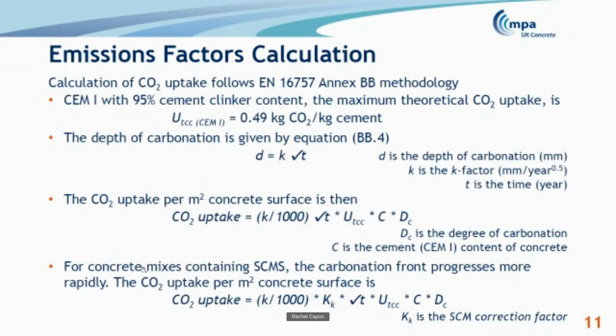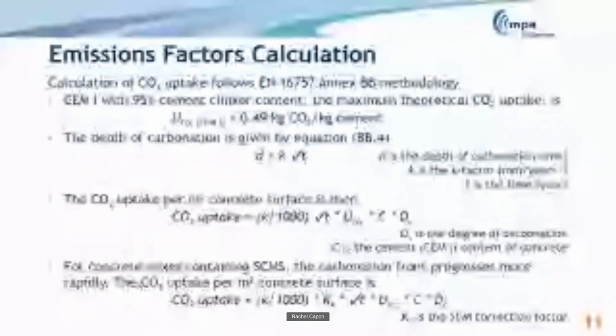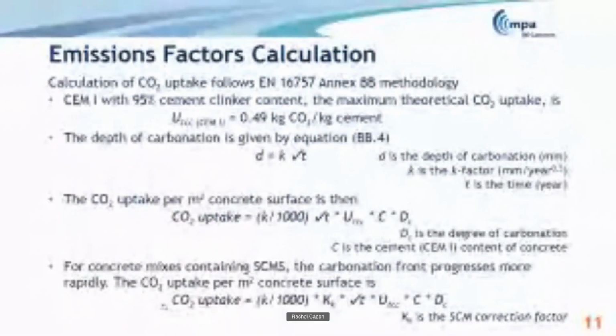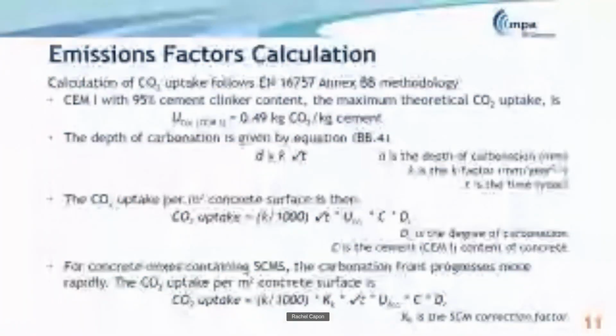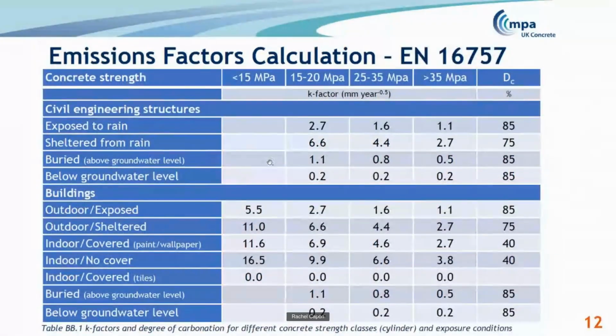If you've got concrete mixes which contain secondary cementitious materials, then the carbonation front progresses more rapidly, and so we have a slightly modified equation for the CO2 uptake per meter squared of concrete surface, where you've got this correction factor here, KK for SCM. And so these are the lookup tables that you will find in the annex to 16757.